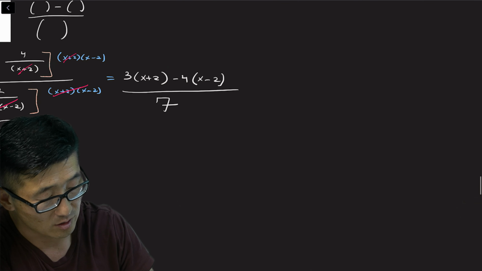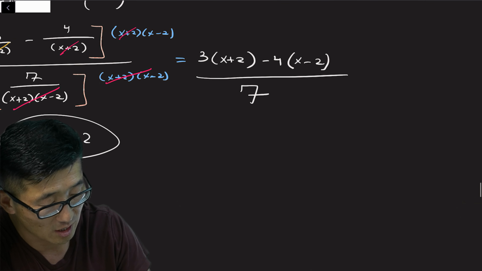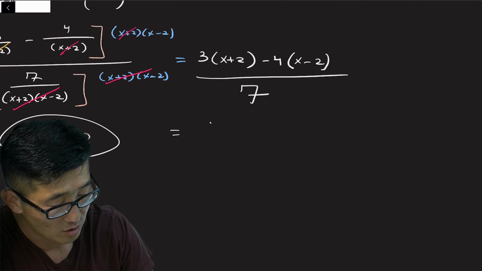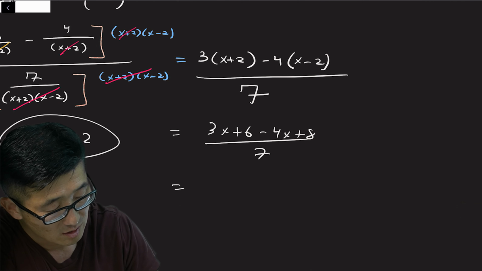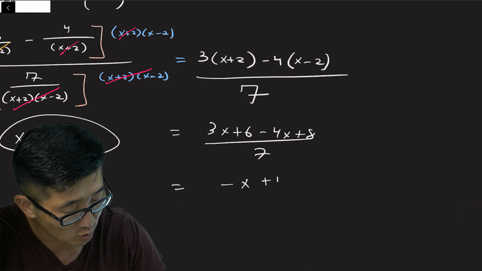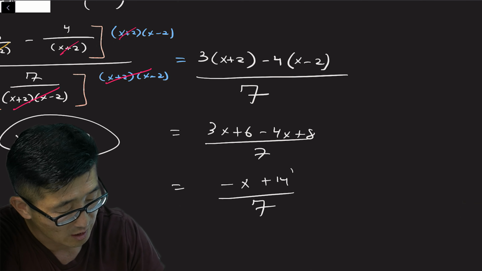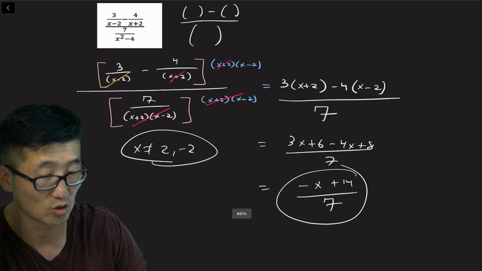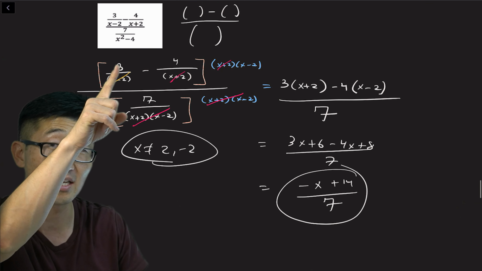Okay, all right, so here just multiply out the top. 3x plus 6 minus 4x plus 8 all over 7. So 3x minus 4x is -x. 6 plus 8 is plus 14. And voila, there is our simplified fraction. So all of that became this.